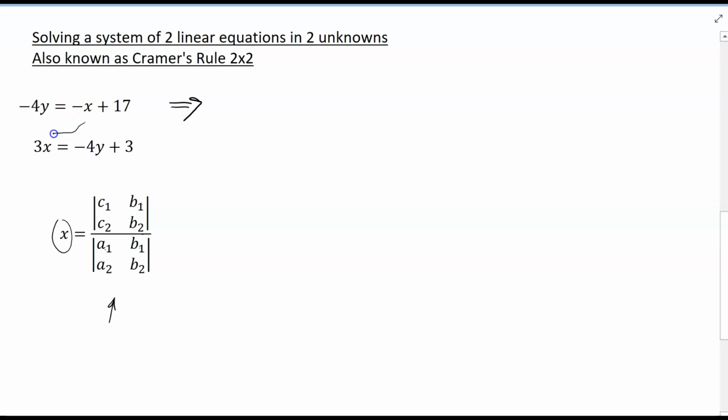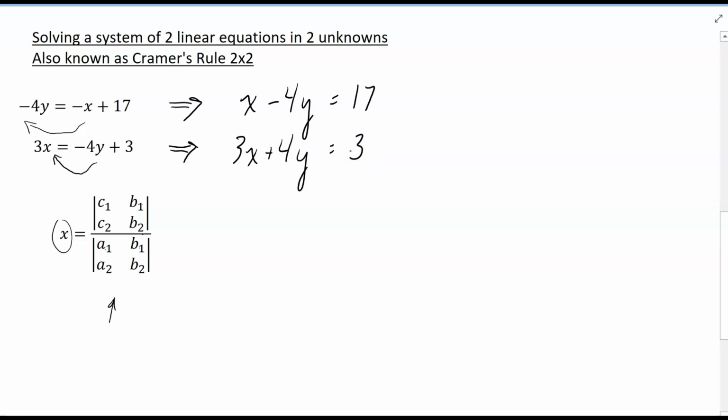The x term needs to come over and be on the left-hand side of the equation. So when I add x to both sides, it will be eliminated from the right side. We will have x minus 4y equals, and the 17 will stay there. Now that equation is in general form. Let's do the same with the second one. It's the y term that needs to move to the other side of the equation and go after the x term. So we will add 4y to both sides. So this one is 3x plus 4y equals 3.